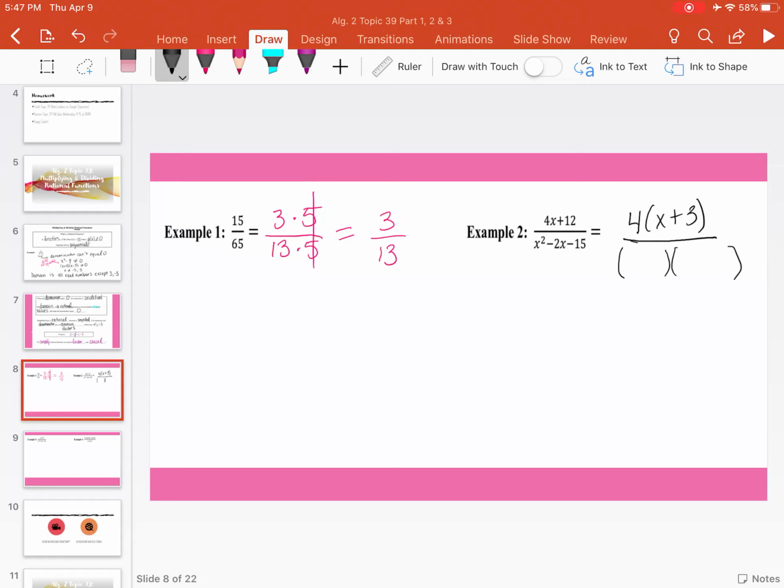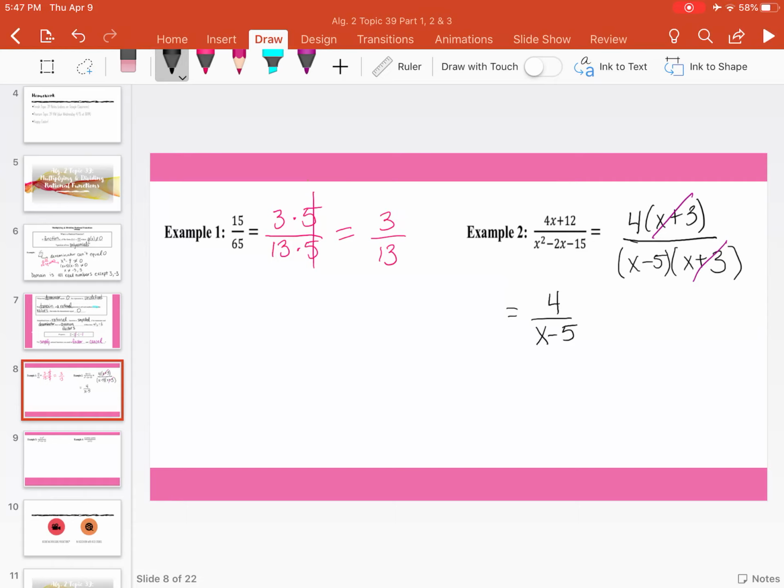So especially with rational functions, you need to be very comfortable with factoring because it appears a lot. We can factor this to be x minus 5 times x plus 3. Notice how we have a common factor in the numerator and denominator. So we can reduce those. And all we're left with is 4 divided by x minus 5.